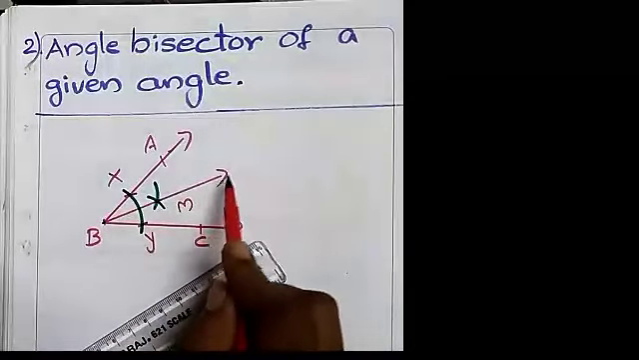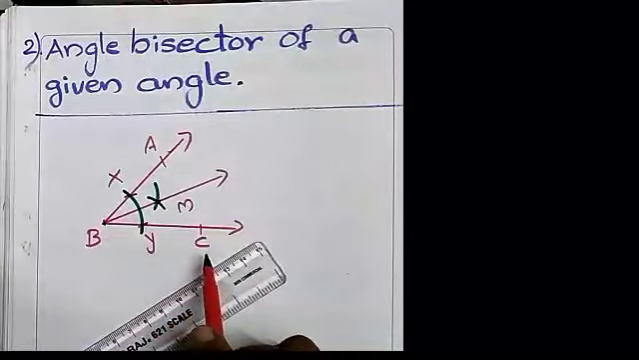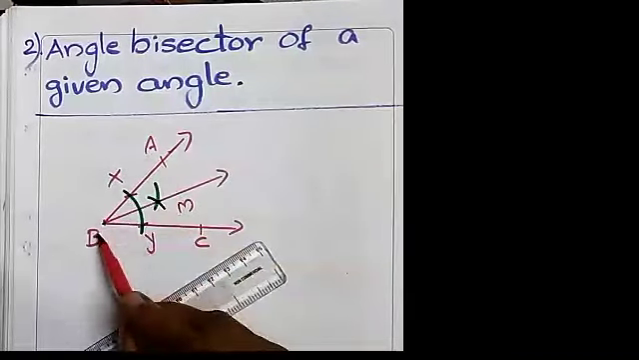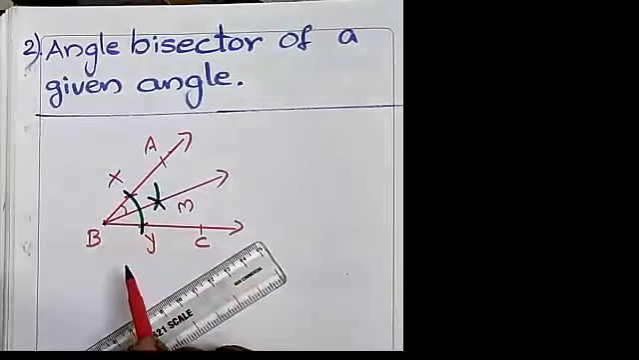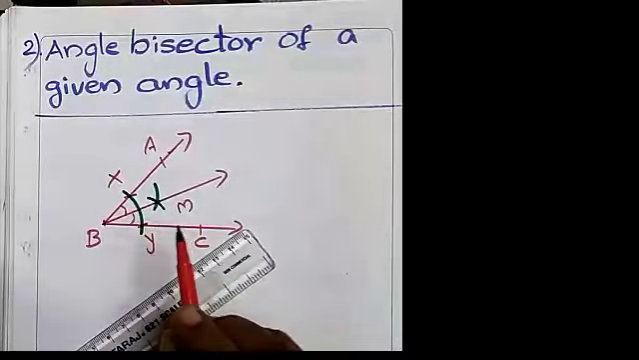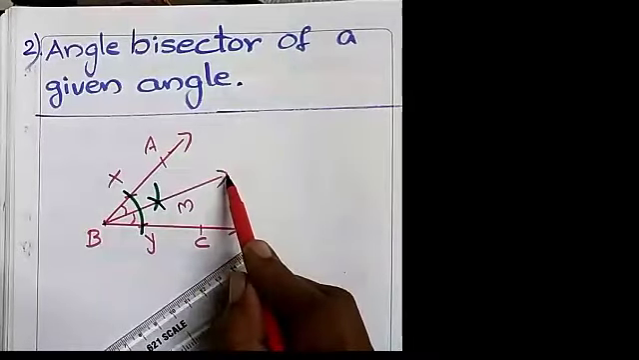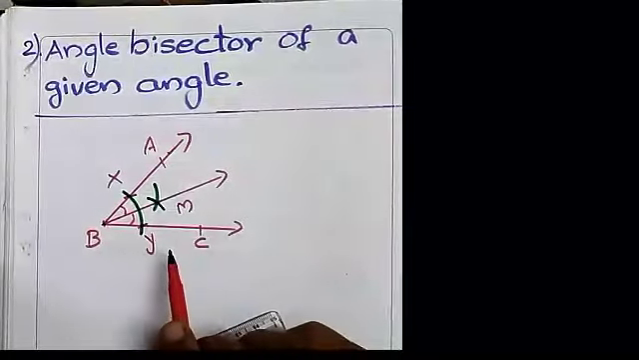So this ray BM bisects the given angle ABC. Means angle ABM is equal to angle MBC. Understand? So the angle bisector is this ray BM. You know the construction now.